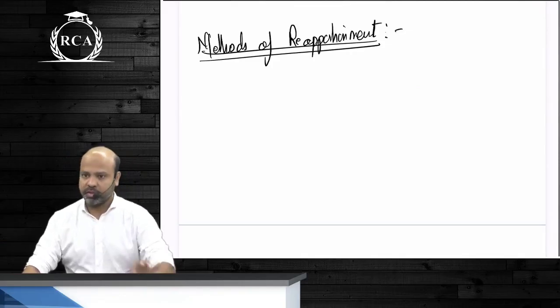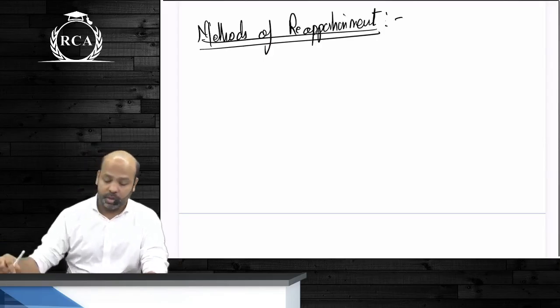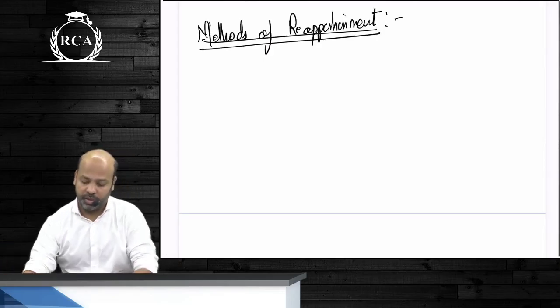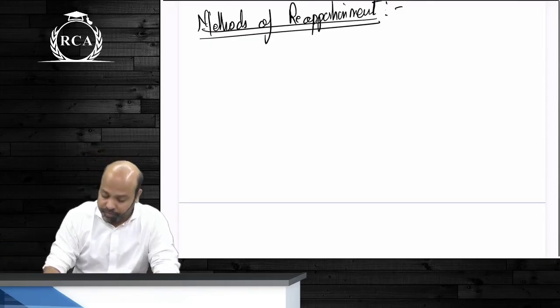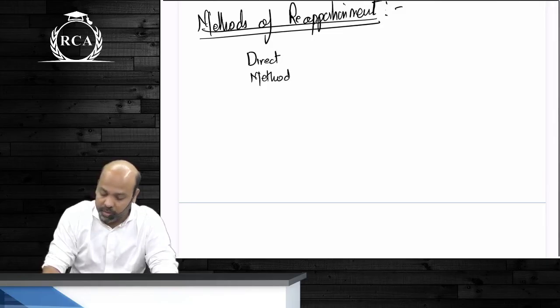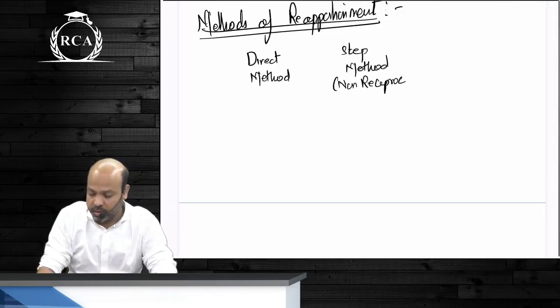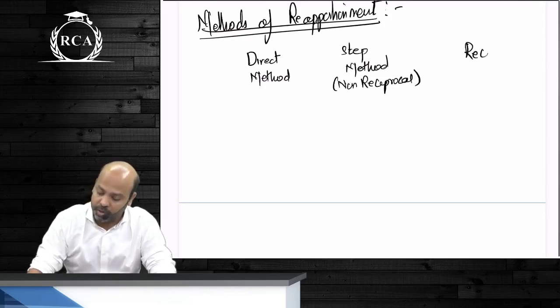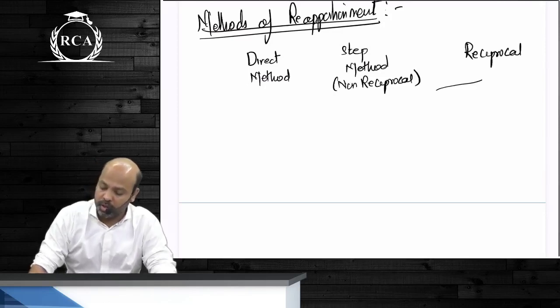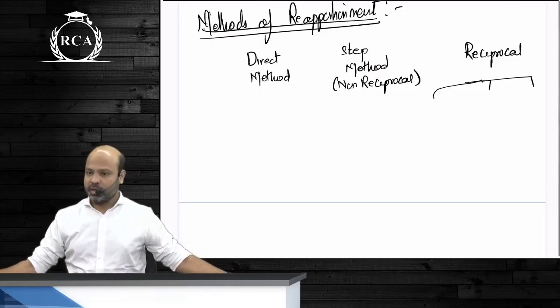Secondary distribution, guys. Now we have to do the methods of reapportionment. There are primarily three methods for reapportionment. There is the direct method, then we have the step method or non-reciprocal method, and then we have the reciprocal method. Under reciprocal, we have three methods: repeated redistribution, simultaneous equation, and trial and error method.